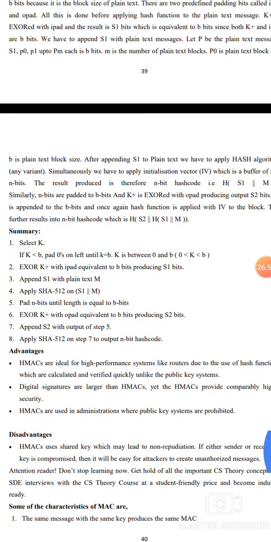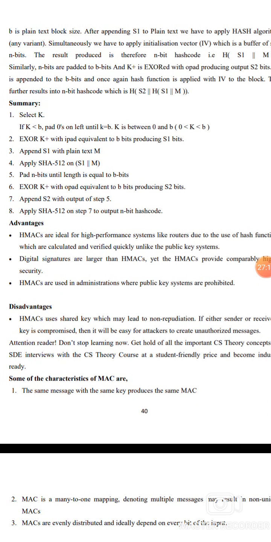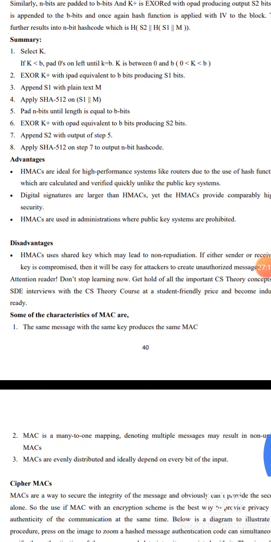In summary, it defines the select k. If k is less than b, it uses 0 less than k less than b. XOR is used to produce the S1 bits. Append S1 with the plain text M. Apply SHA-512. Pad n bits until the length is equal. XOR k to produce the S2 bits. Append S2 with the output of step 5. Apply SHA-512 on the step 7 output to get the hash code.